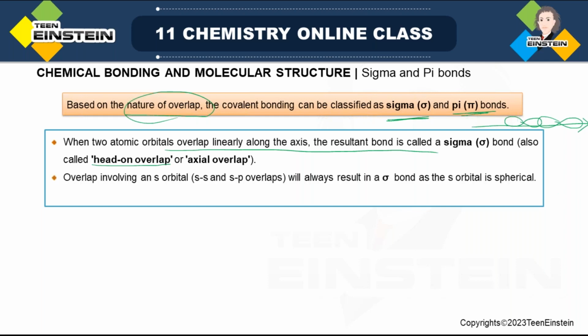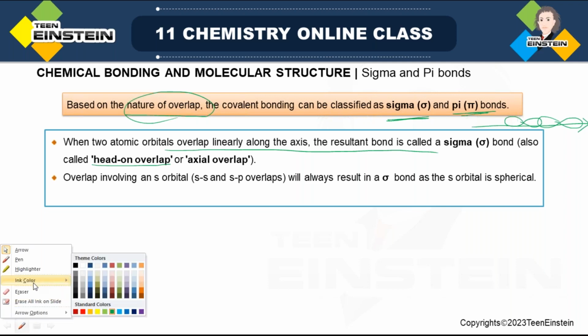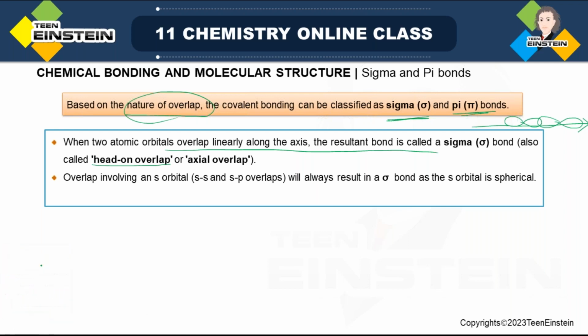Overlapping involving an s orbital, that is involving s orbital, means it may be that only one of them is s, or it may be both of them. So if that is the case, involving s, both s or either one of them, that will always result in sigma bond because it is spherical. So lateral overlap for s is not possible. So SS, SP, it will always be only sigma bond.